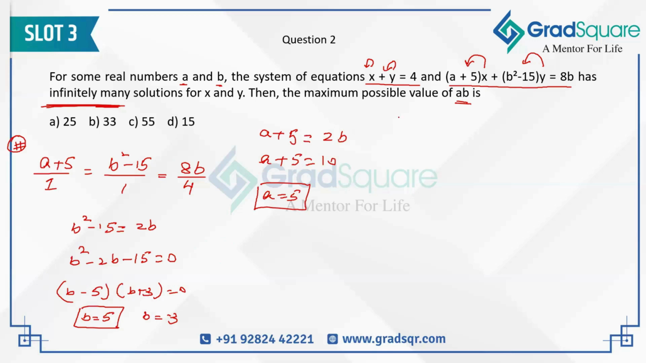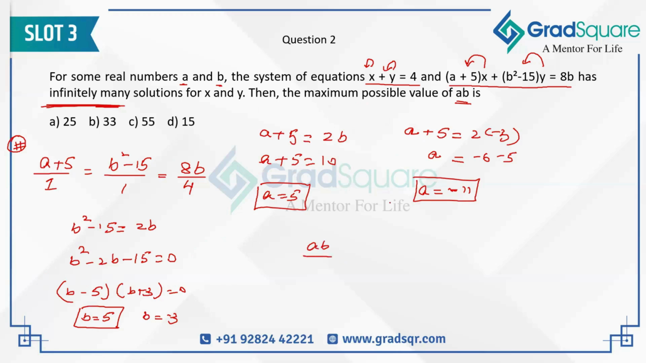Now, look at the next value of b, which is minus 3. So, if you have a plus 5 equal to 2 times minus 3, then you are going to get minus 6 minus 5 to be equal to the value of a. So, a will turn out to be minus 11. Now, they are looking at the maximum possible value of ab.